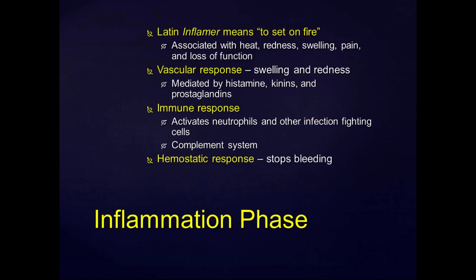So we have our vascular response, inflammation. It's the Latin meaning to set on fire, associated with heat, redness, swelling, pain, and loss of function. The vascular response is mediated by those cellular chemicals, the histamines, the kinins, and the prostaglandins. They cause swelling, redness, and also pain. Immune response, activating the neutrophils and other infection-fighting cells, and the complement system that we talked about a little bit in the immune chapter in pathophysiology. And then our hemostatic response to stop the bleeding. We really want to make sure we're stopping the bleeding.